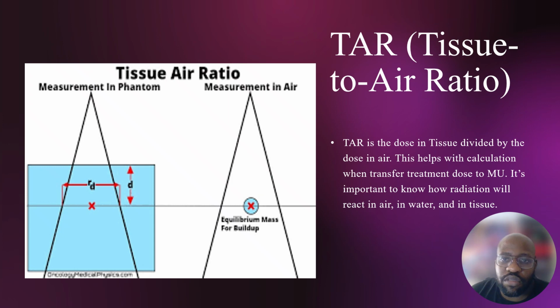TAR is the dose in tissue divided by the dose in air. I was about to get that wrong. This helps with calculations when transferring treatment dose to the MUs. It's important to know how radiation will react in air, water, and tissue.